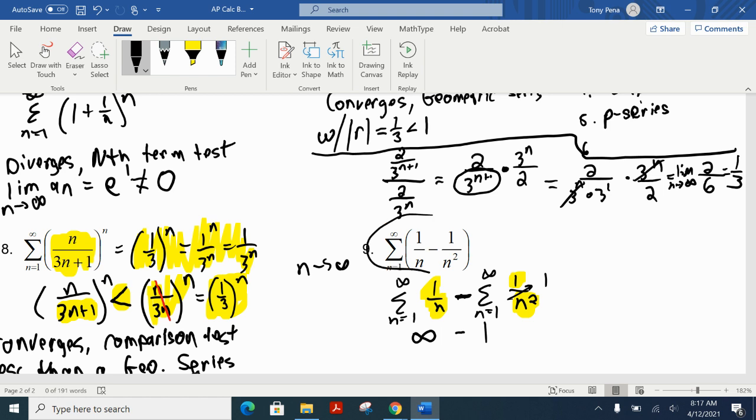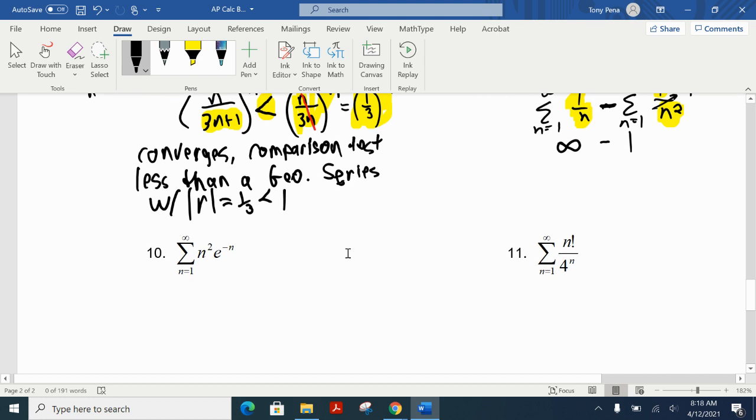So when we see something like this, as long as you see the harmonic series right here, you don't even really need to split it up. We can say right away that this diverges. And harmonic is also nice because you can just write harmonic series and there's really no more justification needed.